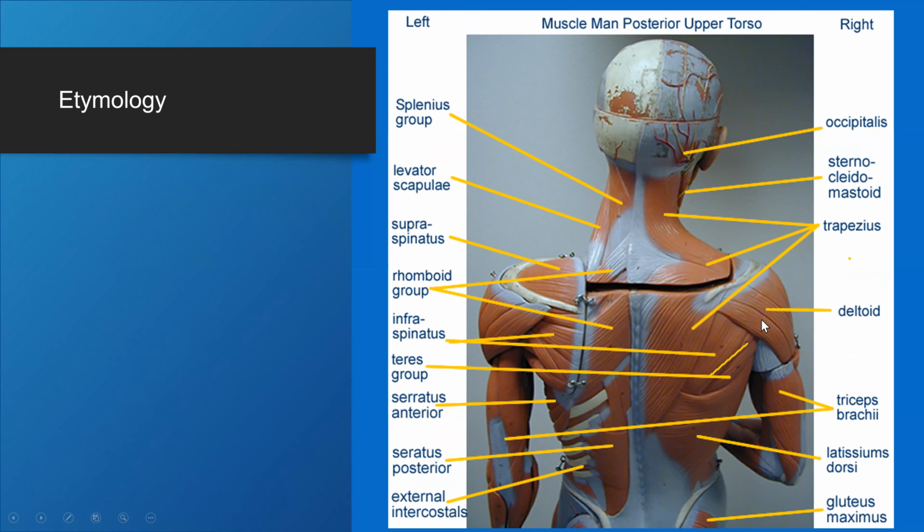So you see deltoid again. Then you have infraspinatus, you have teres major and minor or teres group. You have latissimus dorsi, triceps brachii muscle. Now, deeper muscles will include rhomboid group, rhomboid major, rhomboid minor.